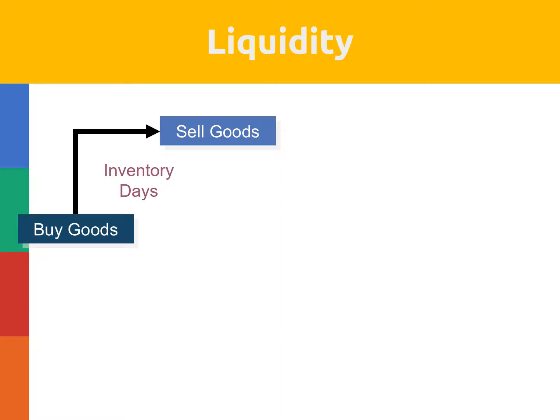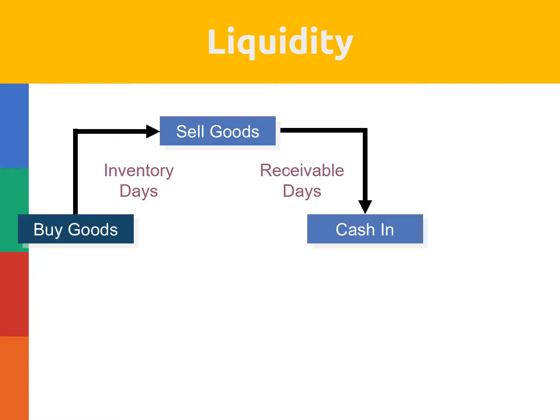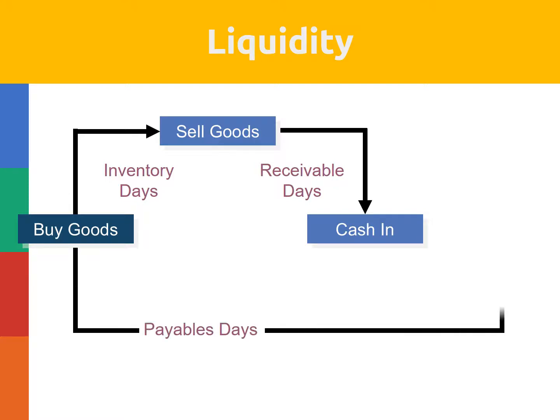Inventory days tells us the length of time it takes from buying goods to selling them. Receivables days tells us how long it takes us to collect the cash from our customers. And payables days tells us the time taken by us to pay our suppliers. Overall, this can show us how liquid the business is. For example, if it takes 40 days to sell the inventory, 40 days to collect the cash, and we are paying our suppliers within 20 days, we are not going to be particularly liquid.